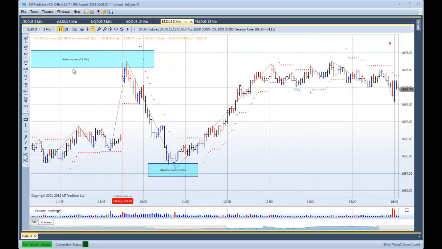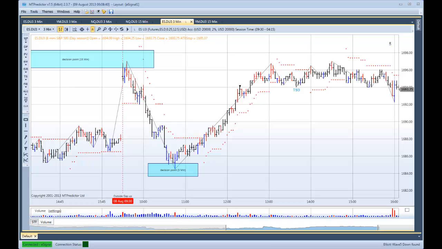So here we are with our DP levels. Again, these are leading indicators that nailed the high of the day pretty much and nailed the low of the day on the ES for you. I mean, this is the power of the software, to have these levels there ready for you.